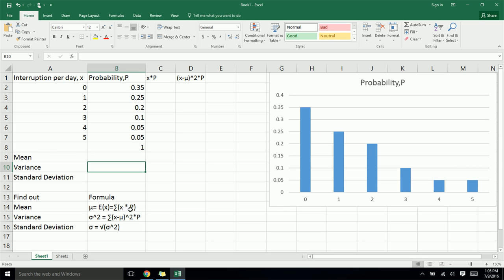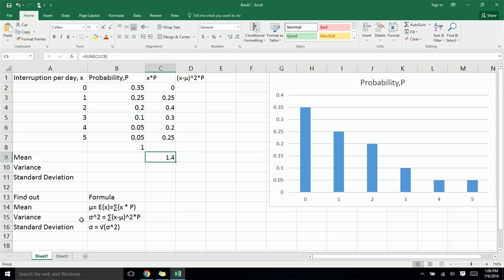So the formula to get the mean is multiply each possible outcome by its corresponding probabilities and then sum it. So let's see, here we type equal sign, select the first outcome and multiply it by the probability 0.35 and then enter. Then put the cursor to the corner and drag it down and then sum it up, and it will give us the mean. So on average we can expect 1.4 interruptions per day.